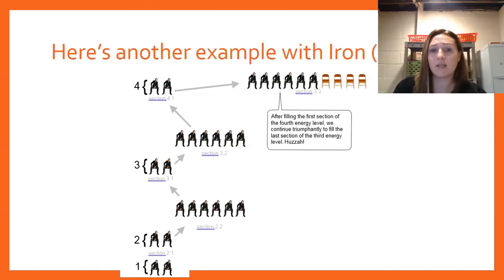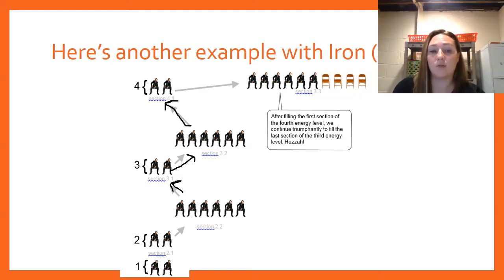So here's another example, iron. So we fill our first energy level, our second, 2.2, which is the 2 plus the 6 to meet the 8. Then we go into the third section here, and we do section 3.2. So we get a total of 8 into the third energy level, and now we're moving to the fourth to fill that, because that's closer, remember? Well, there's still room left over, right?